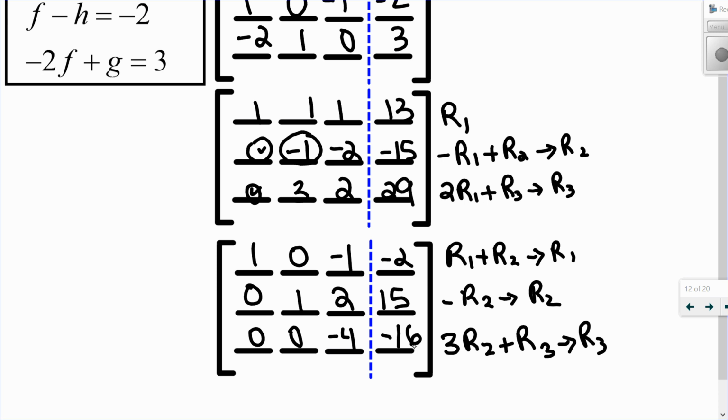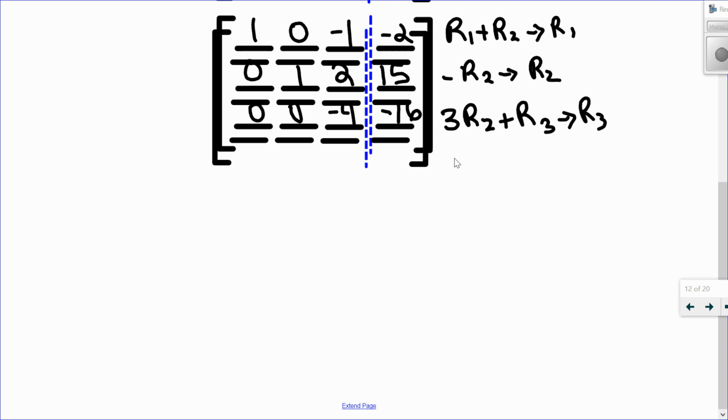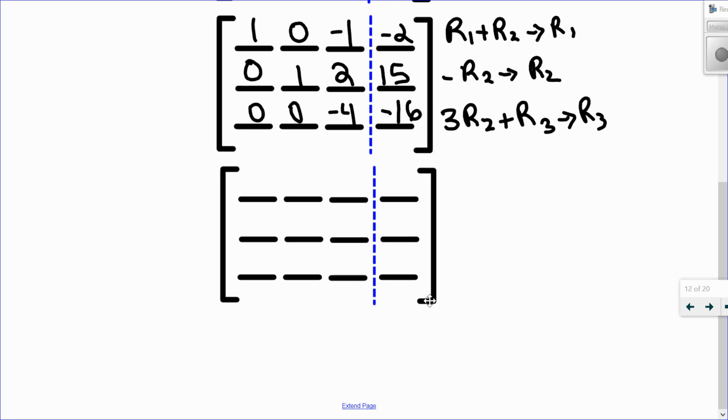Next step is to get a 1 in row 3, column 3. So I'm going to take this down here, and we're going to keep on going. I want to get a 1 right here, so I'm going to multiply row 3 by negative 1 over 4. 0 times negative a quarter is 0. 0 times negative a quarter is 0. Negative 4 times negative a quarter is 1. Negative a quarter times negative 16 is positive 4.